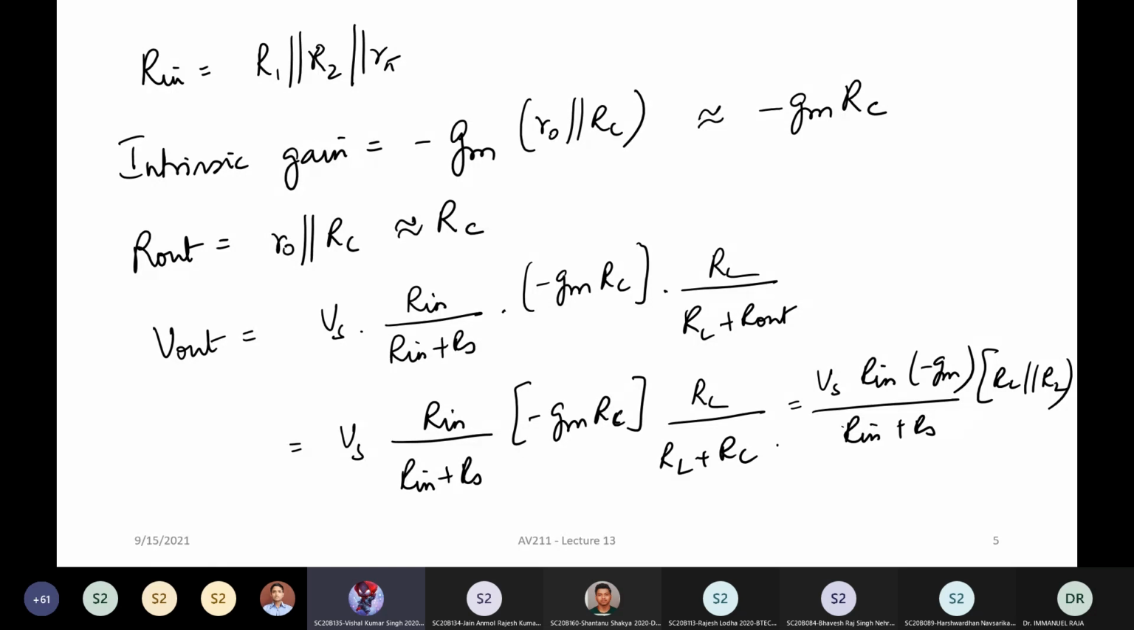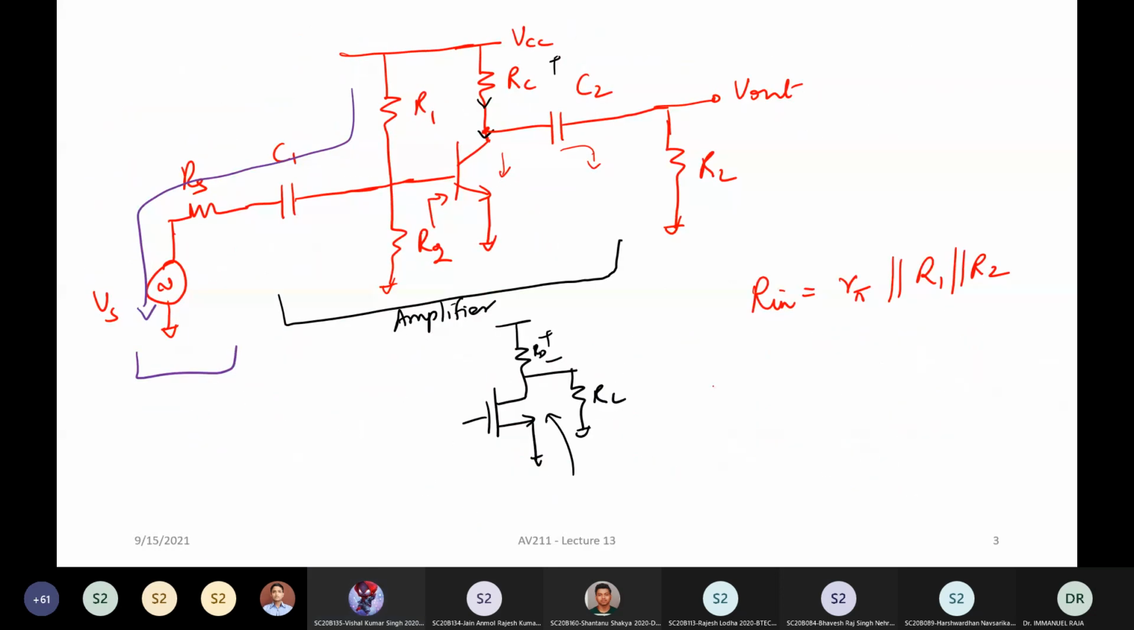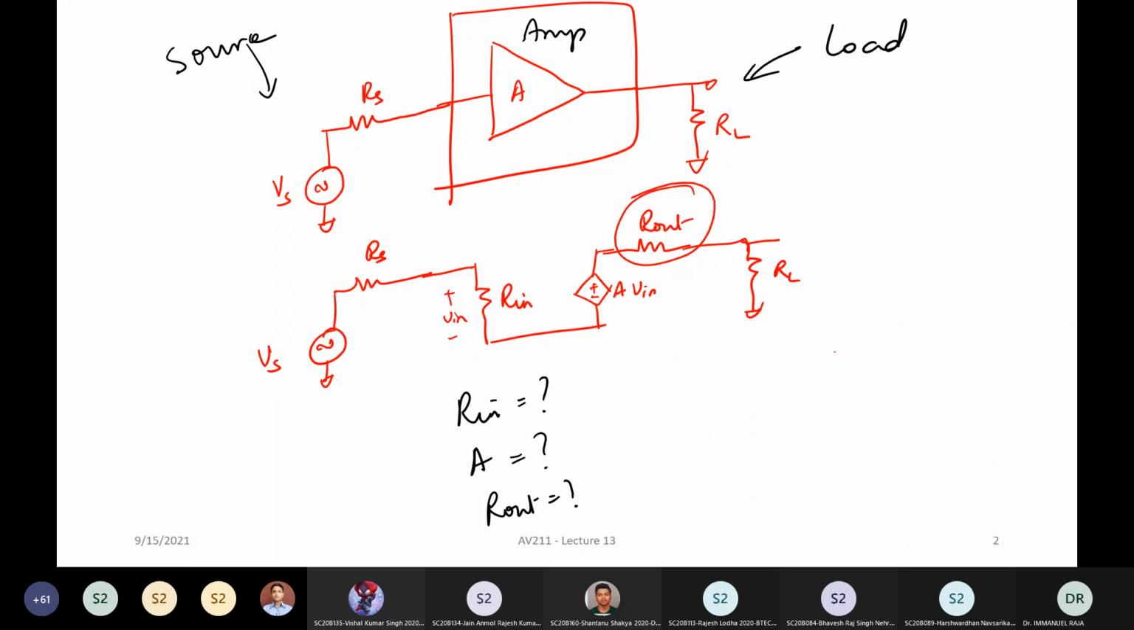Sir, can you explain how you get the expression for V out, Vs Rin by Rin plus Rs minus GMRC? Oh, this V out. Yes, sir. Okay, yeah, I'll explain that. So if you look at this particular thing, let's go to this one, right? Now here, if this is your V out, how will you write V out?